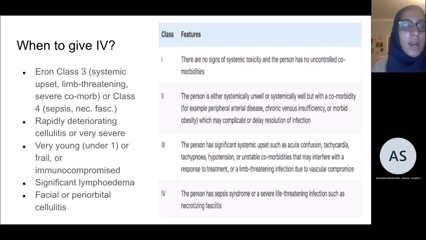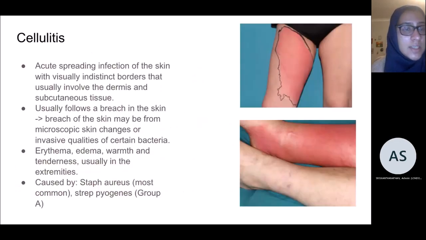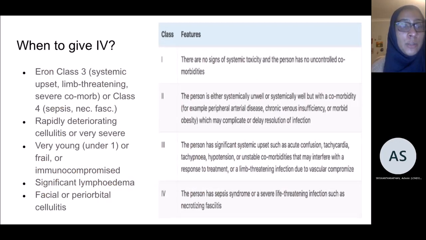A lot of this in practice is just looking at the patient and seeing, clinically, do they look really unwell or not from this cellulitis? And sometimes, especially in the case of people who are at high risk, so diabetes as well, because to an extent they might be a little bit immunocompromised, you might want to give them IV antibiotics earlier on, just to get on top of that infection.